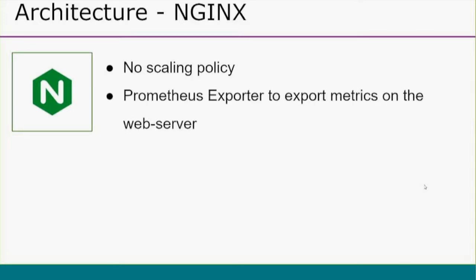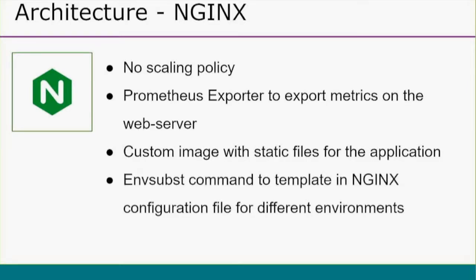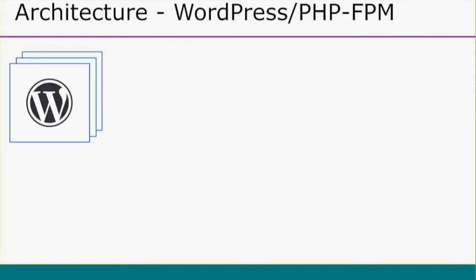To implement a scaling policy, you could add a Prometheus exporter to Nginx, and there are a number available. The one that we recommend is called Nginx VTS plugin, and that provides very comprehensive virtual traffic information. We're using a custom image with static files for the application, and then we are using the n substitution command to template in Nginx configuration files for different environments.